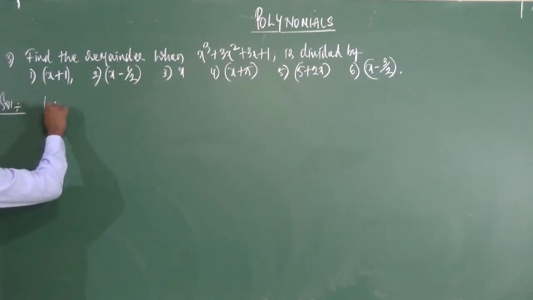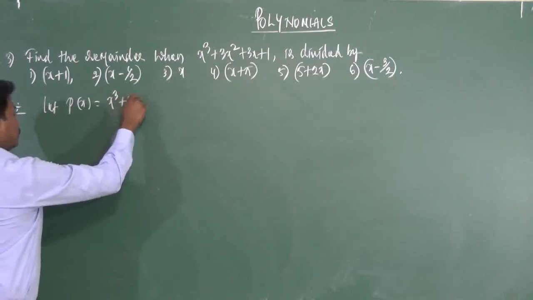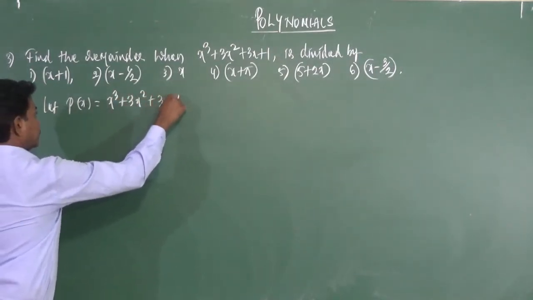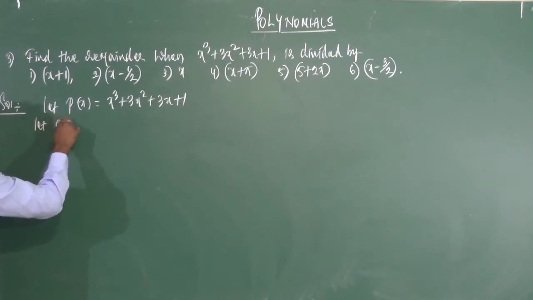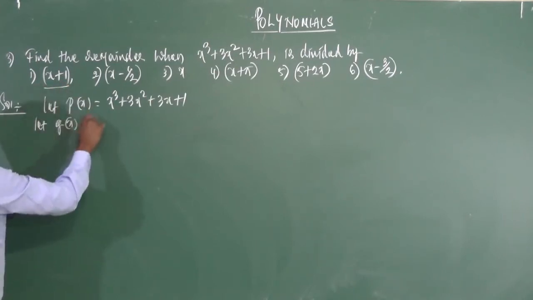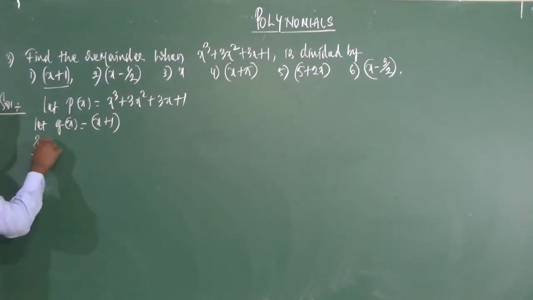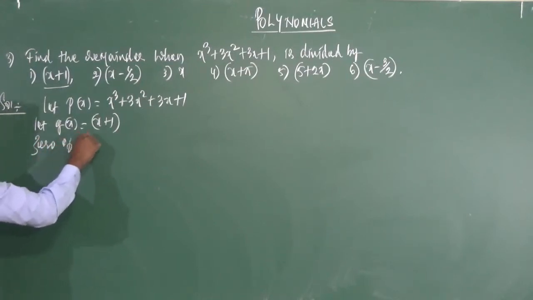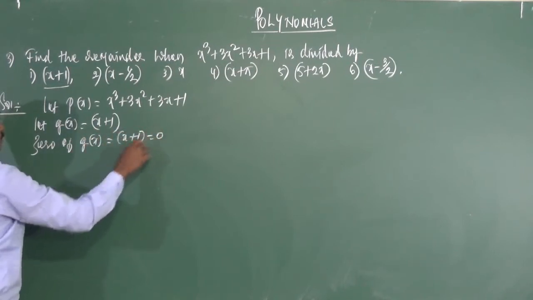So let us guess this. Let p of x is equal to x cube plus 3x square plus 3x plus 1. So let g of x is equal to, guess this, that is x plus 1. So the zero of g of x: x plus 1 is equal to 0.